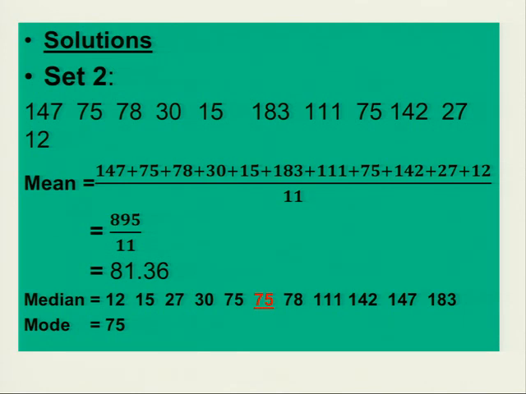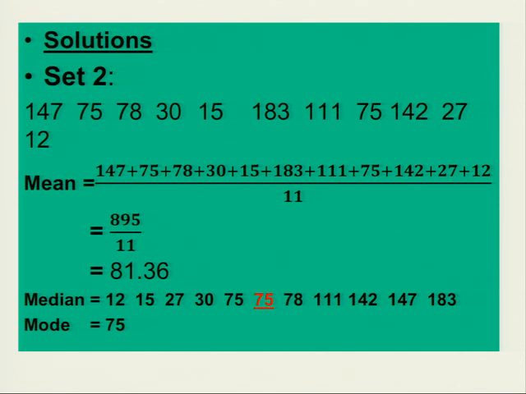Counting from left, beginning with 12, I have 1, 2, 3, 4, 5, 6, and the 6th value is 75. Now I'm going again counting from right, starting with 183. I have 1, 2, 3, 4, 5, 6, and my 6th value also ends on 75. So for this set 2, which is a different set of data than set 1, my median as well is 75. And again, we're requested to find the mode.